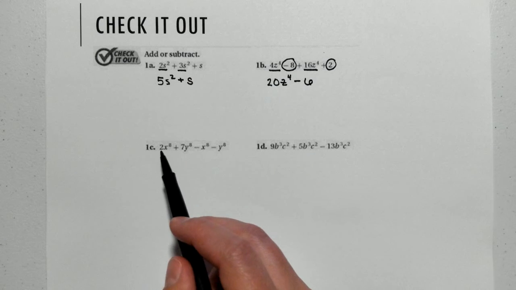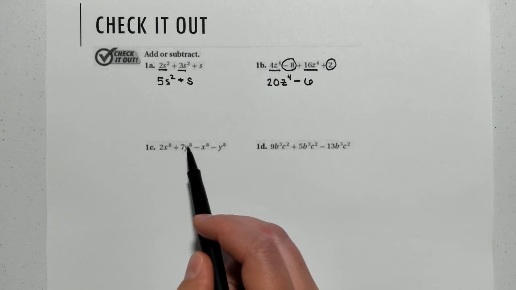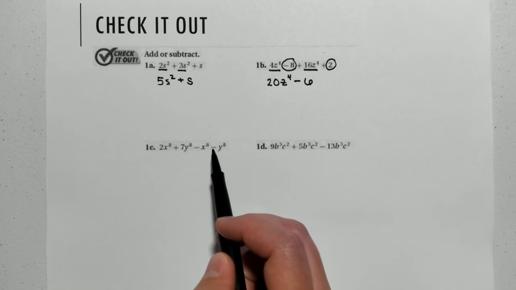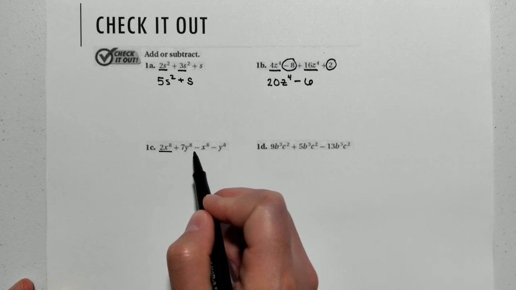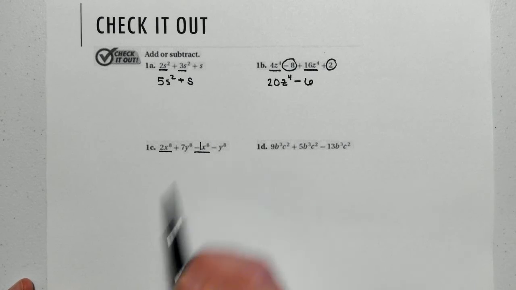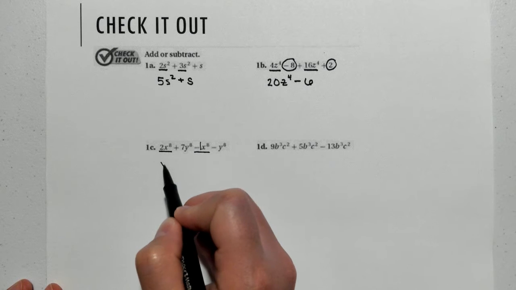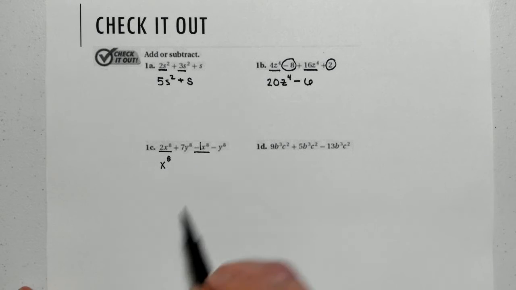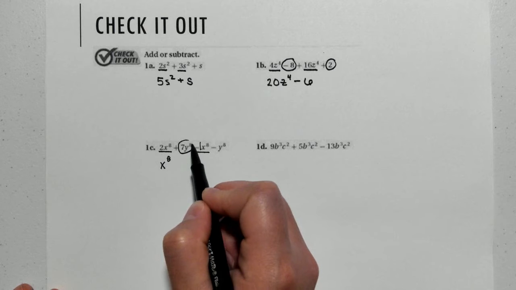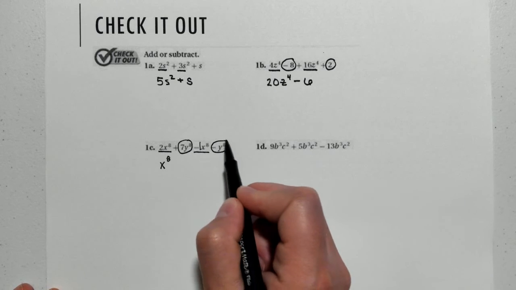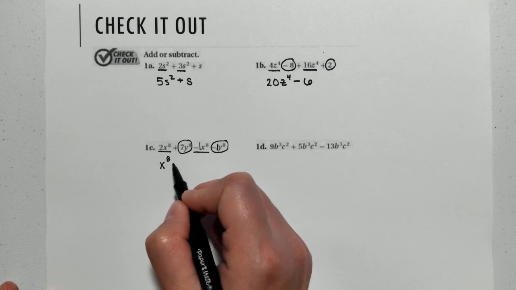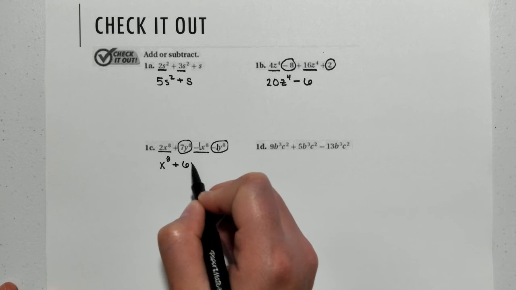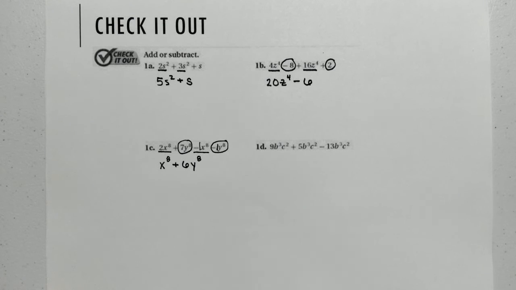For C, I have 2x to the 8th plus 7y to the 8th minus x to the 8th minus y to the 8th. So 2x to the 8th minus 1x to the 8th will give me 1x to the 8th, or just x to the 8th. And then 7y to the 8th minus 1y to the 8th will give me 6y to the 8th. So plus 6y to the 8th. So x to the 8th plus 6y to the 8th.